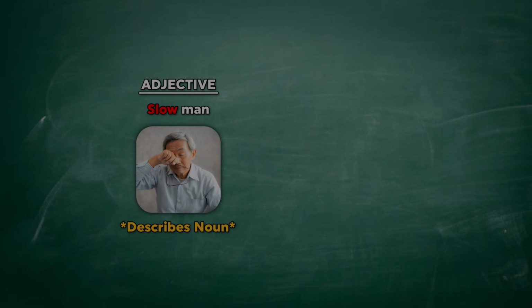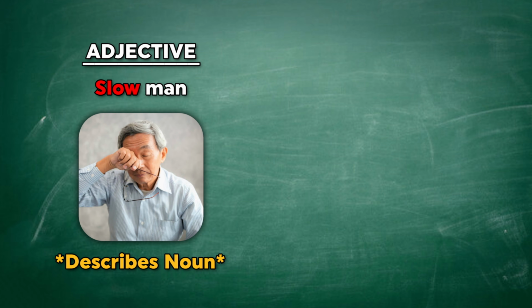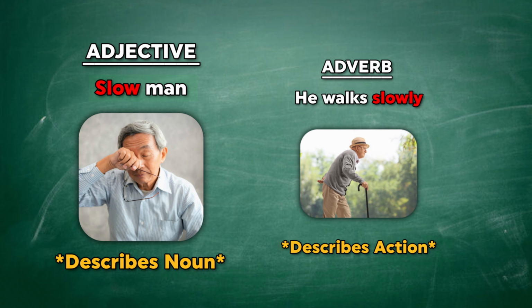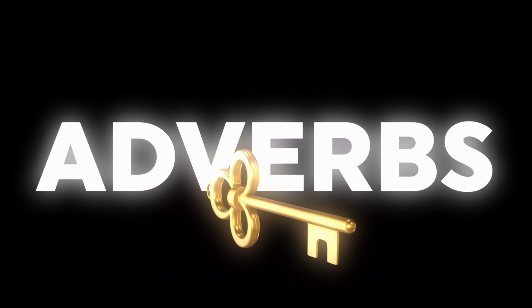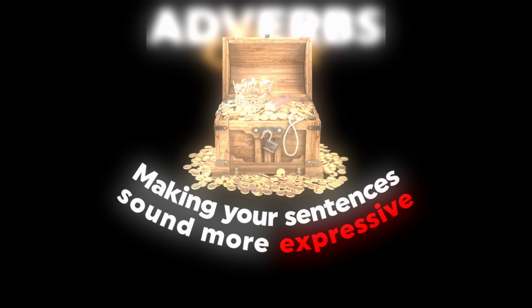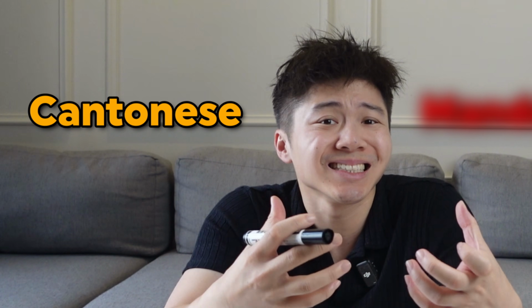Chinese. See, an adjective describes a noun, for example, the slow man, while an adverb describes an action. He walks slowly. In Chinese, understanding adverbs is the key to making your sentences sound more expressive, whether you're speaking in Cantonese or in Mandarin.